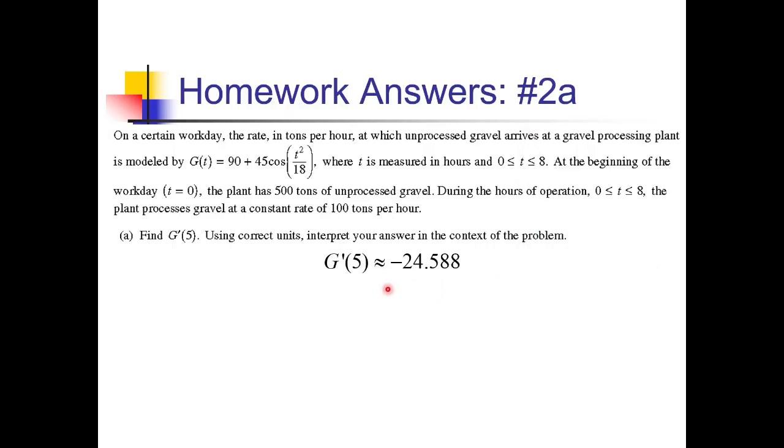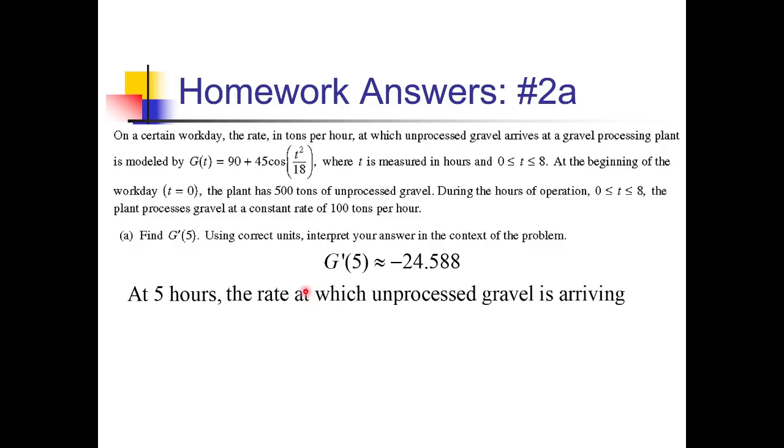That's great. So what did we actually just find here? Since I plugged in 5, this is happening at 5 hours into the hours of operation. What's changing here? G itself was the rate at which unprocessed gravel was arriving. Since this is the derivative of that rate, that's telling us that the rate itself is decreasing because this is negative, and it's decreasing at a rate of 24.588.